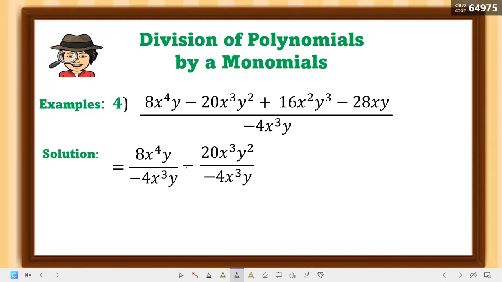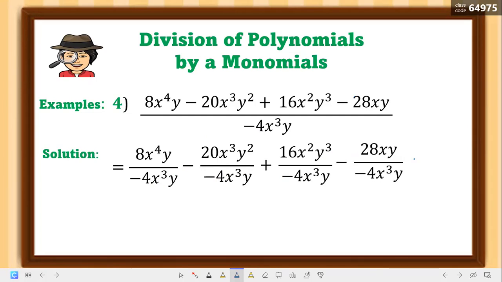Okay, negative 22, kaya ito minus. Then, negative yung divisor mo, kaya nandyan pa rin siya. And yung plus natin, the third term, over yung negative pa rin. Yung last term natin, we have minus 28xy over negative pa rin yan. Okay, and we can do divide. Everybody, what is 8 divided by negative 4? Negative 2. Okay, be careful with the sign.